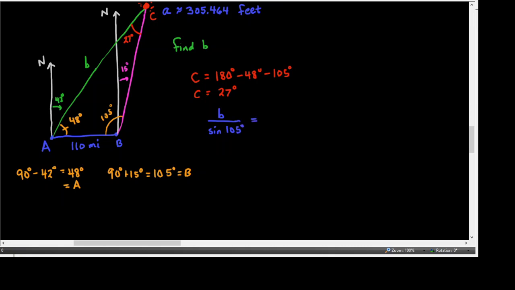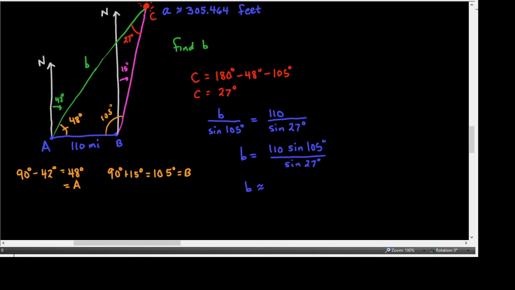And then the pair that we know is side C, which is 110 miles, over the sine of angle C, which is 27 degrees. So to solve for B, we're going to multiply both sides of the equation by the sine of 105 degrees, which puts this in calculator-ready form. Type this in your calculator. Don't forget units.